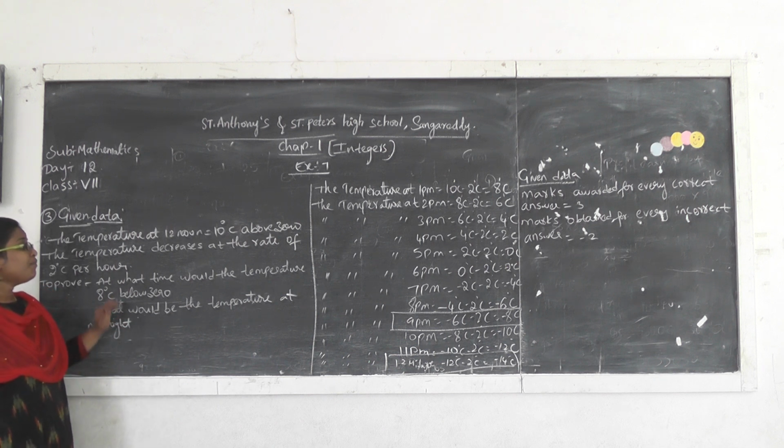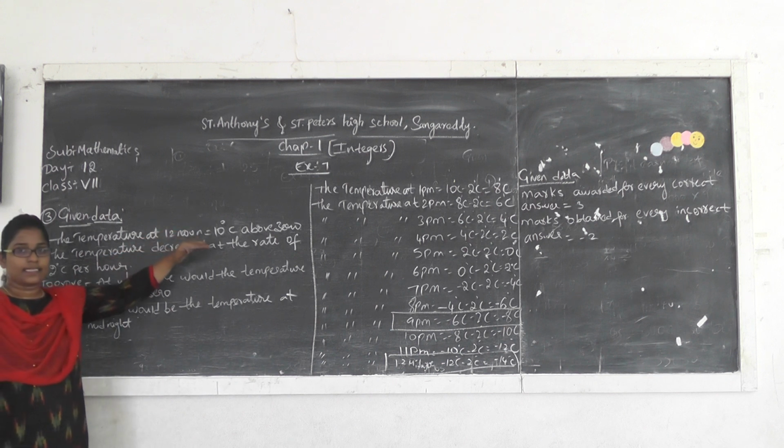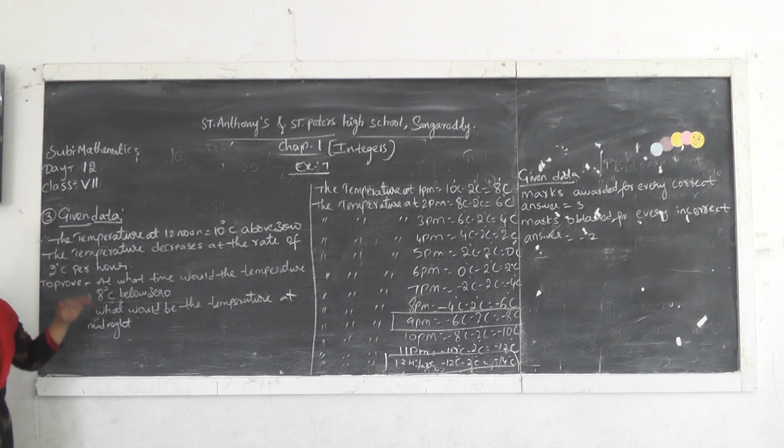I think you understand. It was given that at 12 noon the temperature was 10 degrees Celsius, and every hour it keeps reducing by 2 degrees Celsius.